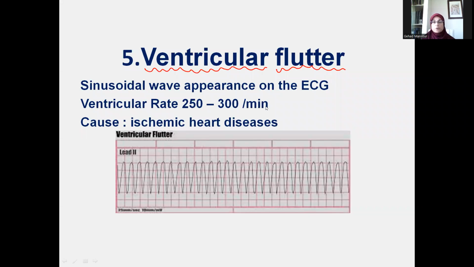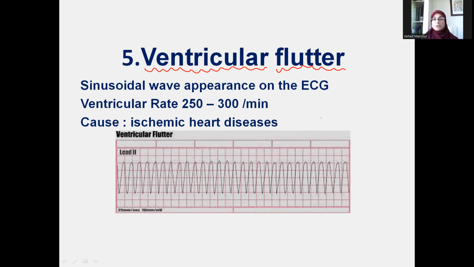Hello, today we are going to complete our discussion of the different cardiac arrhythmias, and we're going to discuss ventricular flutter. Ventricular flutter is a condition where you have fewer QRS complexes that are bizarre shaped. They all look like each other, but they are not the regular QRS complexes that we usually see in normal sinus rhythm, for example. And they look like sinusoidal waves, as you see.